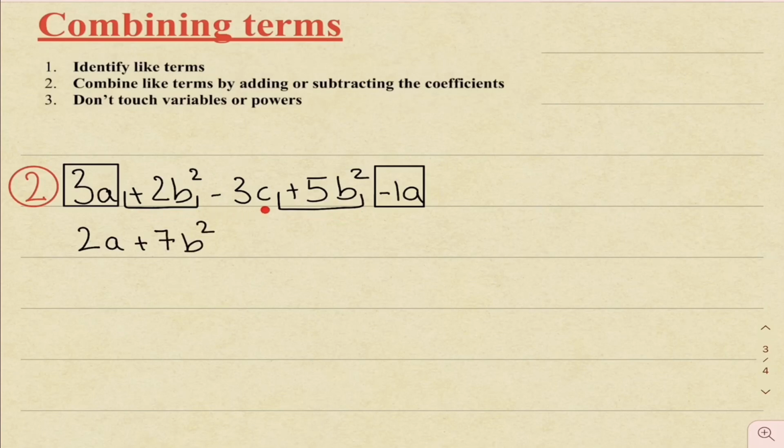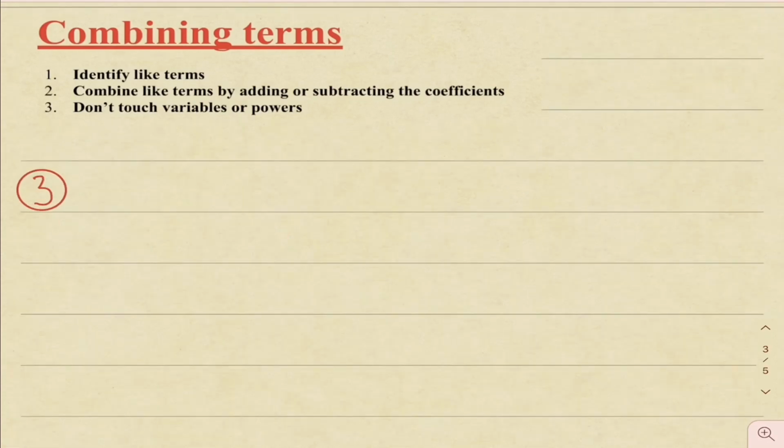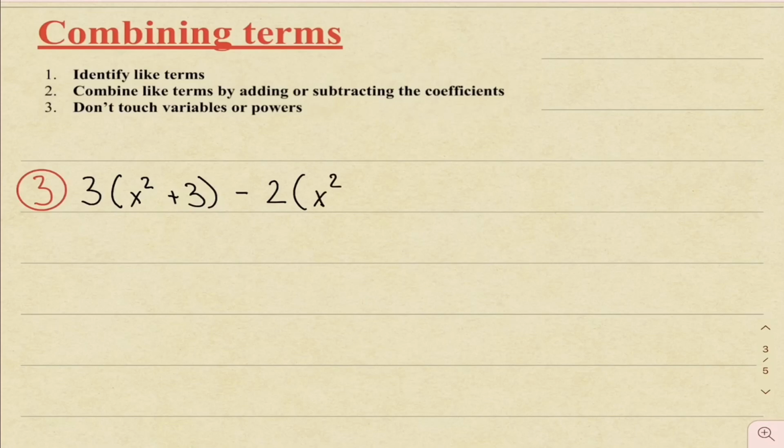And now I'm left with negative 3c. So I'm just going to bring that down, negative 3c. I don't have any more like terms. So the answer is 2a plus 7b to the power of 2 minus 3c. Let's say I have 3 times x to the power of 2 plus 3 minus 2 times x squared plus x minus 5.